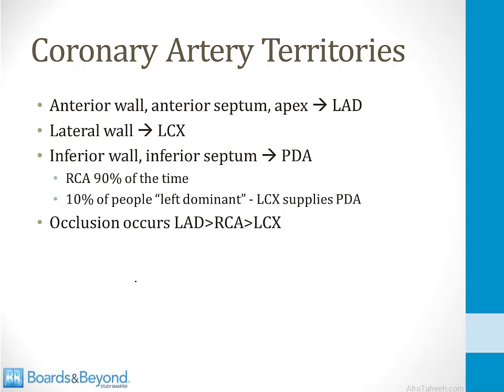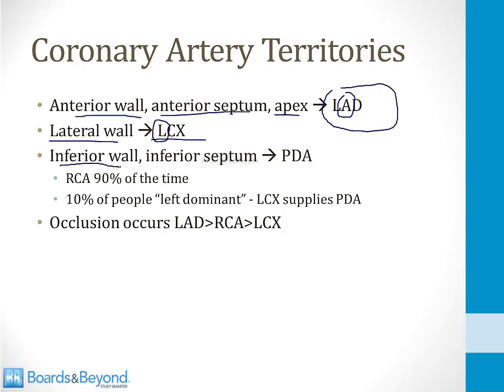These are the coronary artery territories supplied by each vessel. So the anterior wall, the anterior septum between the ventricles, and the apex of the left ventricle is all supplied by the left anterior descending artery. And this is easy to remember because the artery has the word anterior in its name. The lateral wall of the left ventricle is supplied by the left circumflex, and I used to remember this by just thinking of the vessel as the lateral circumflex instead of the left circumflex. Use that if you wish.